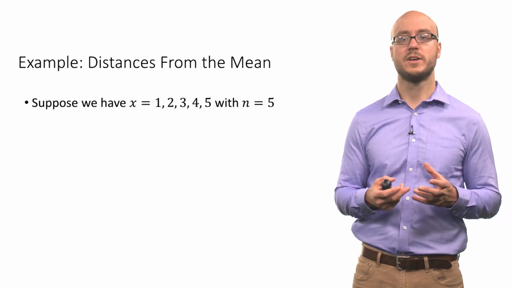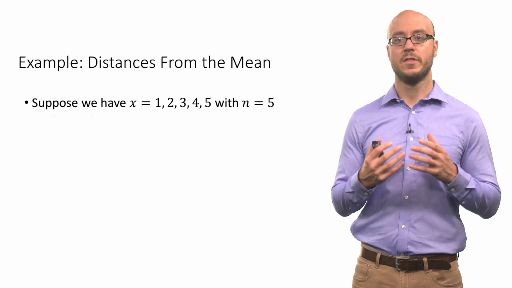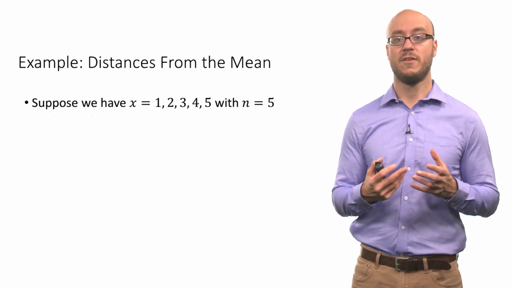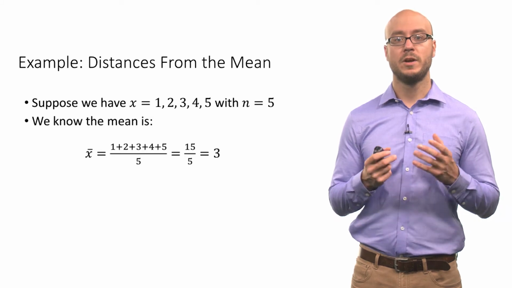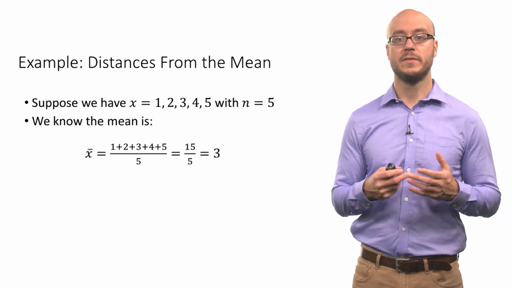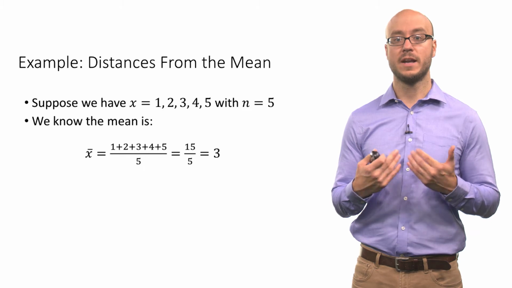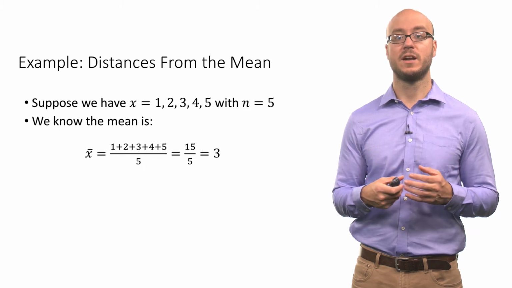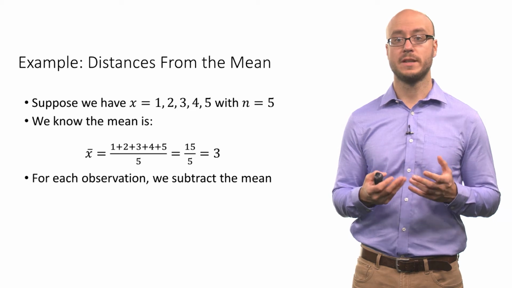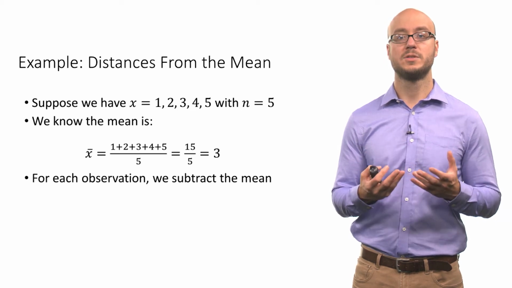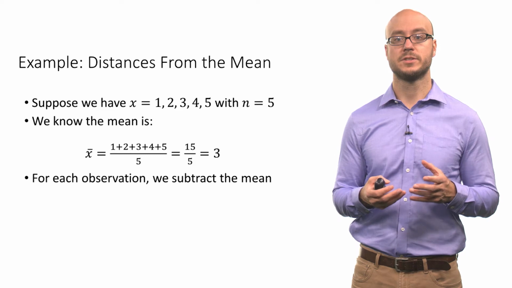Suppose we have a set of observations that just consists of the numbers 1, 2, 3, 4, and 5, so that sample size is 5. We know that the mean is simply adding up all those values and dividing by the sample size, so it's 15 divided by 5, or 3. So x bar, or the mean, is 3. That's the typical observation in this set of observations.